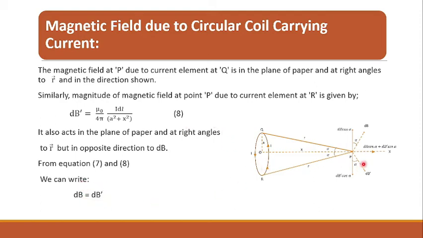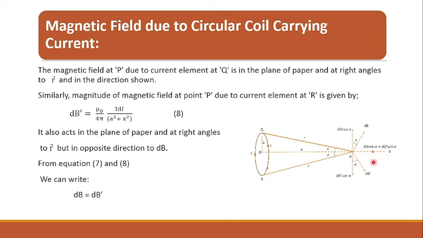So from the figure we can see that dB has two components. One component is perpendicular to the axis, that is dB cos alpha, and another component is dB sin alpha, which is along this line OP, right? Similarly, dB prime also has two components. One component is perpendicular to the axis, that is dB prime cos alpha, and another component, which is parallel to this axis, is dB prime sin alpha.